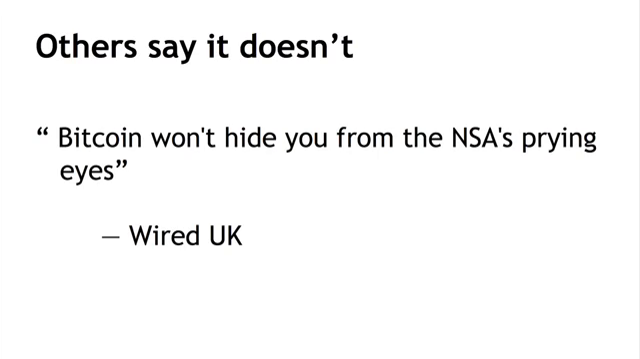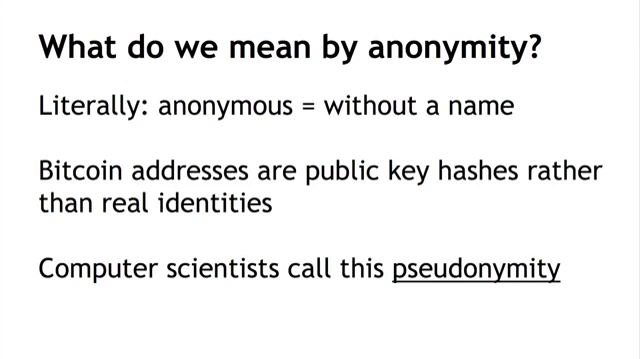So how can we resolve this confusion? Let's look at what the word anonymous means. At quite a literal level, anonymous means without a name. And so what does that mean exactly? Well, there's two ways to interpret it. We know that in Bitcoin, addresses are public keys, or public key hashes, instead of real identities. You don't need to put in your real name in order to interact with the system.